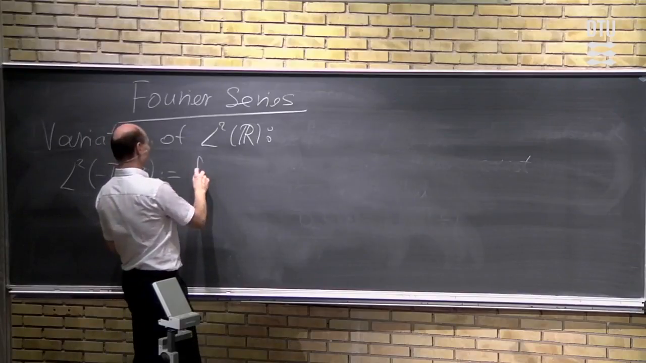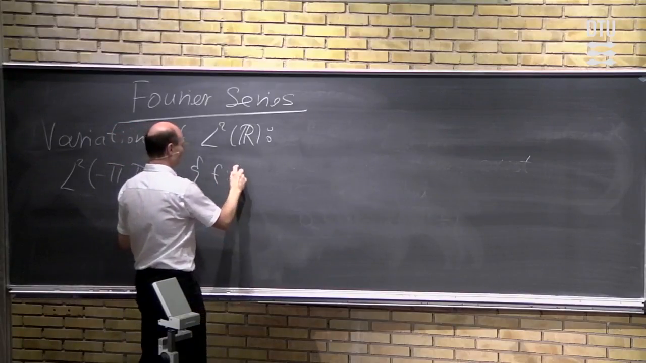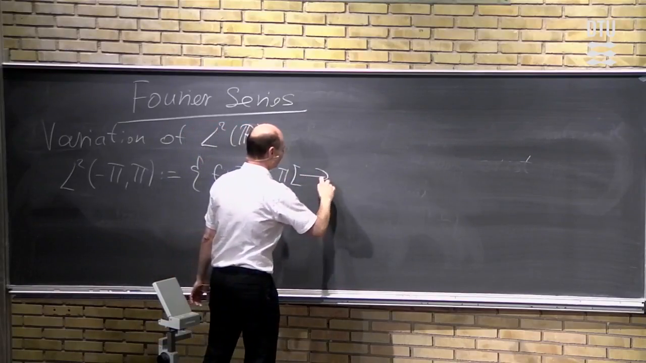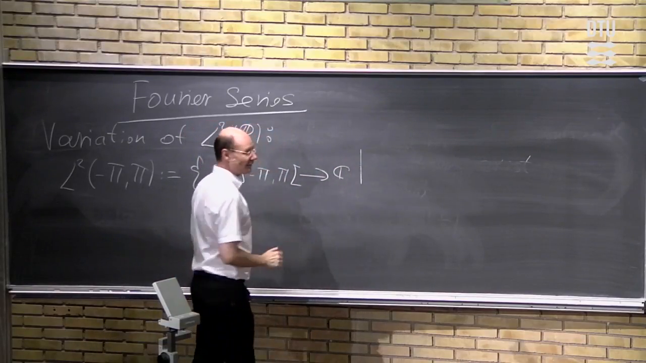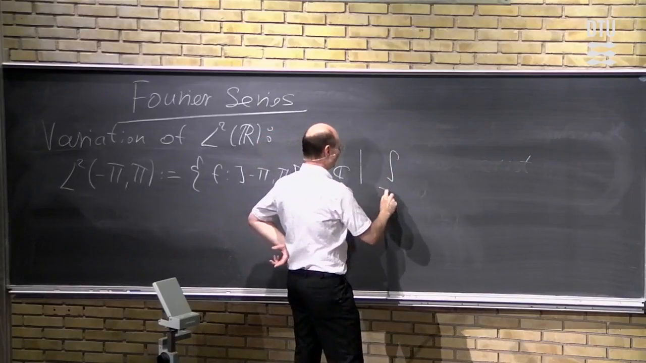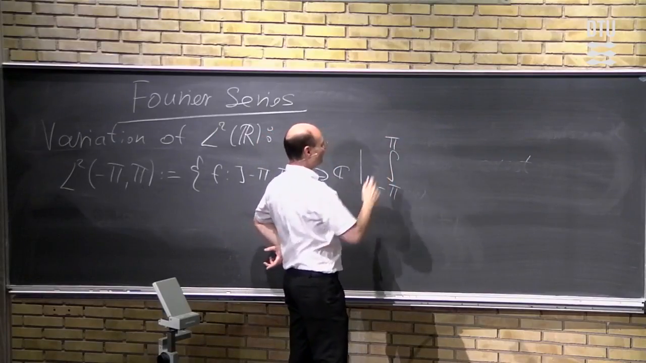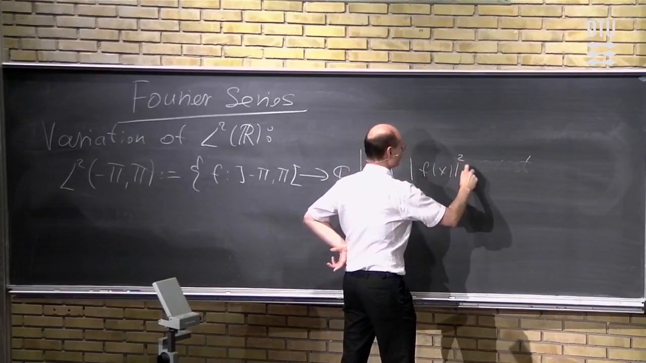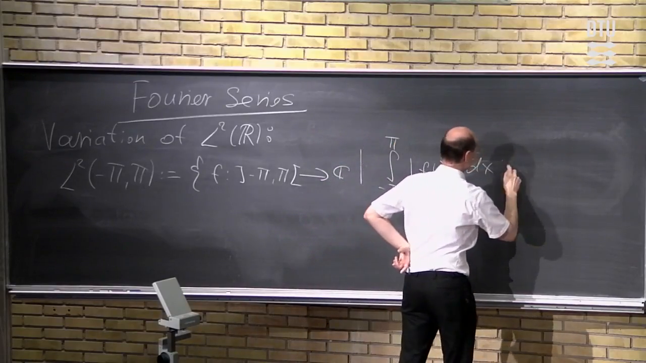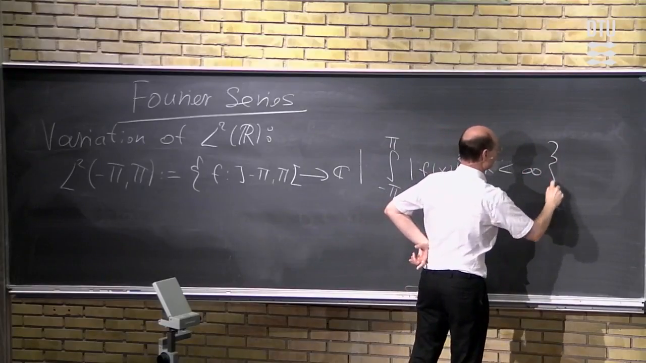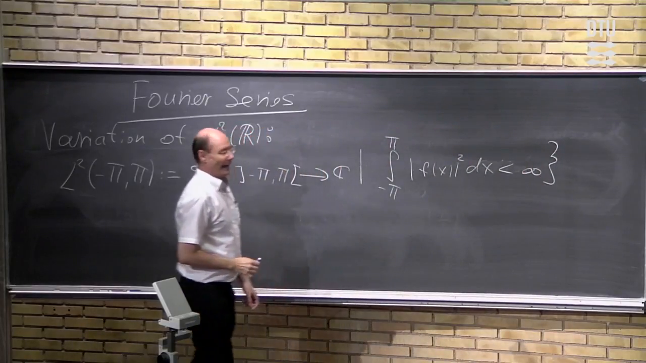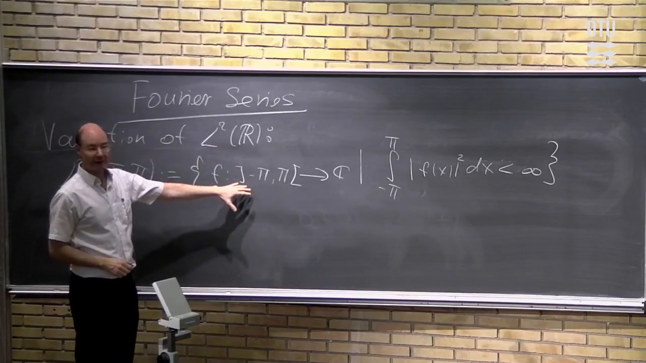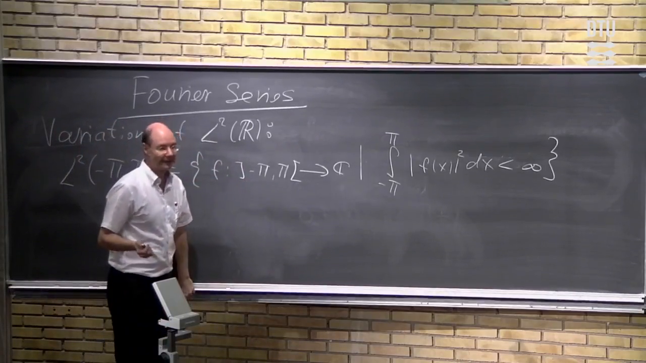So L2 from minus pi to pi is the set of functions f going from the interval minus pi to pi into the complex numbers, having the property that if we integrate from minus pi to pi the function f of x in absolute value to the power 2 dx, then we get something finite. And exactly like we could show that L2 of R is a Hilbert space, you can also show that this space is a Hilbert space. Exactly the same proof.